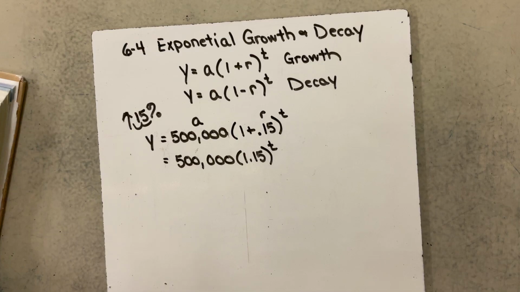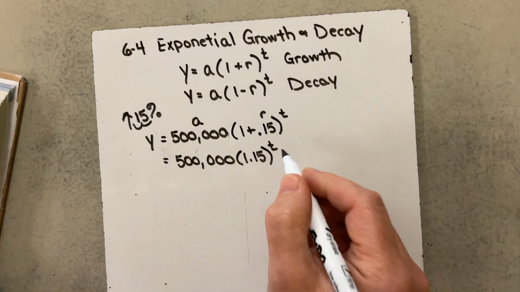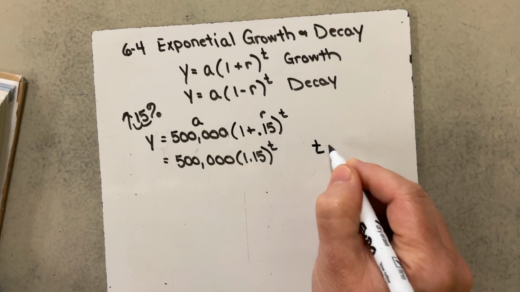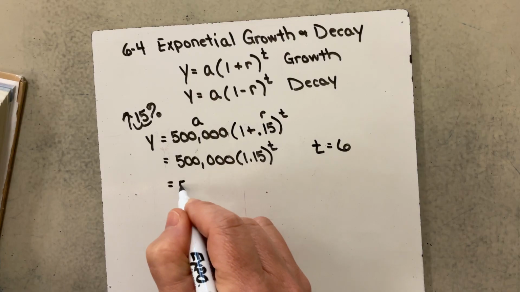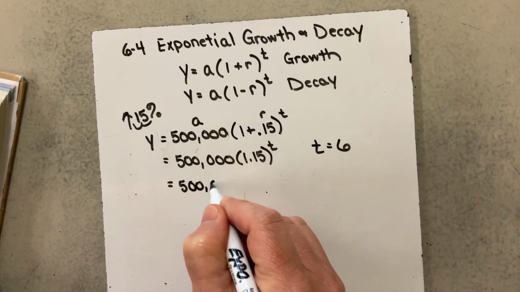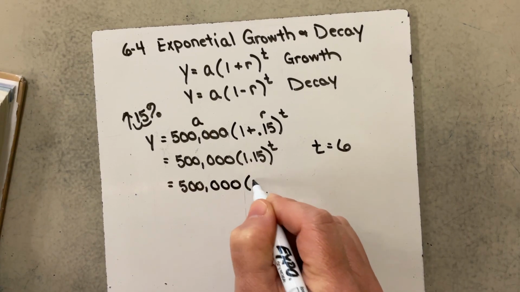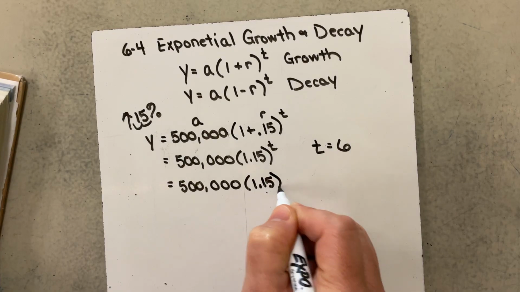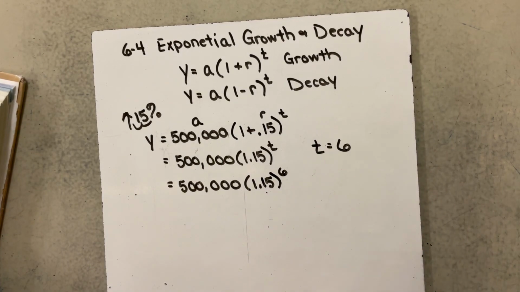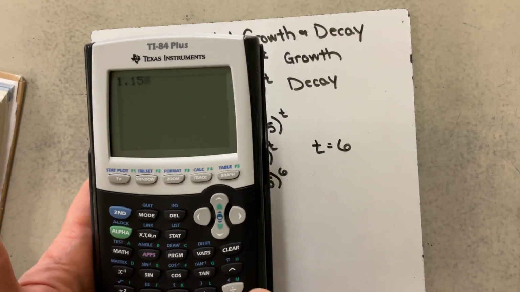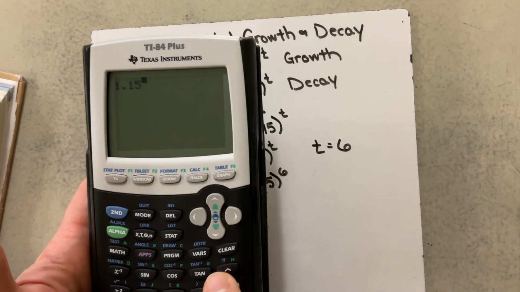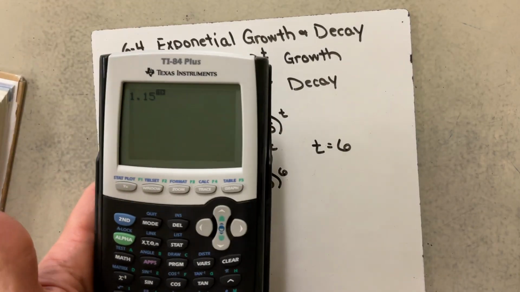Now, if I wanted to do this, let's see here, we'll do this 6 years later. So I'm going to let my t equal 6. So now we're going to evaluate it for an answer. We're going to take our 500,000, and 1.15, and raise it to the 6th. This is when we grab our calculators. So we're going to type in 1.15, use the little caret and raise it to the 6th power.